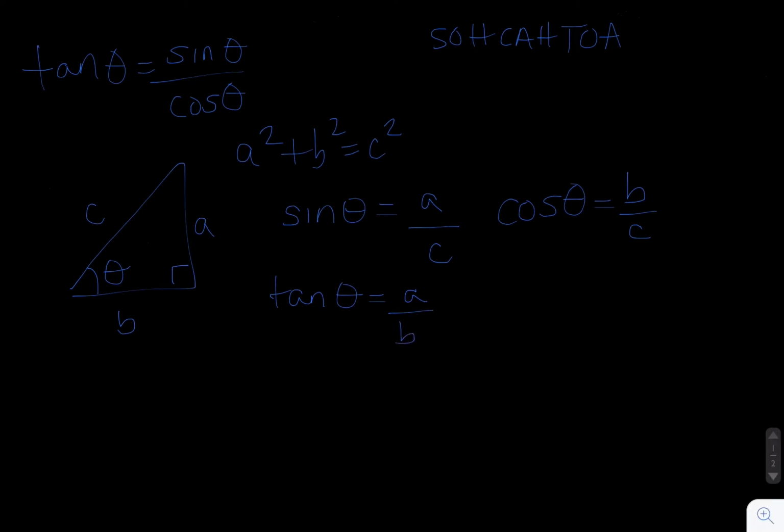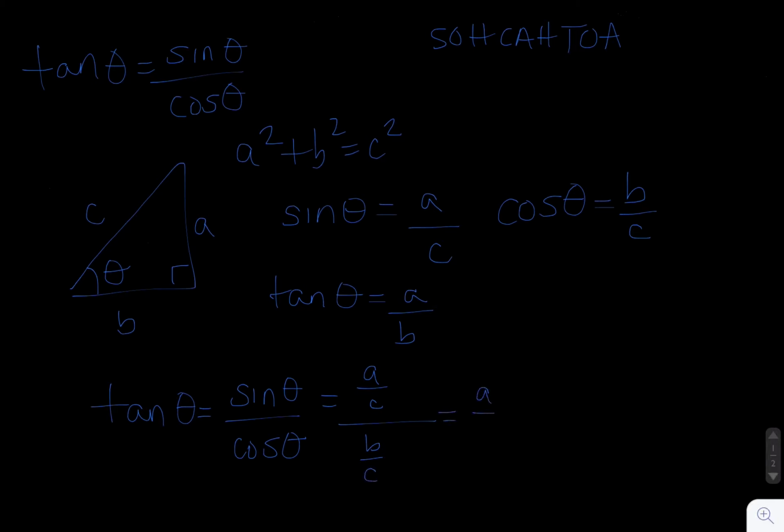So let's do some fractions here. If we said the tangent of theta is equal to, we're trying to prove that this is sine over cosine. Well, what is sine? Sine is A over C. What is the cosine? B over C. How can we do that?